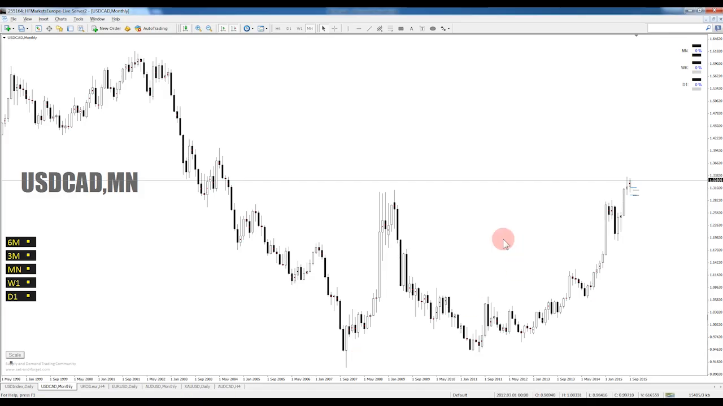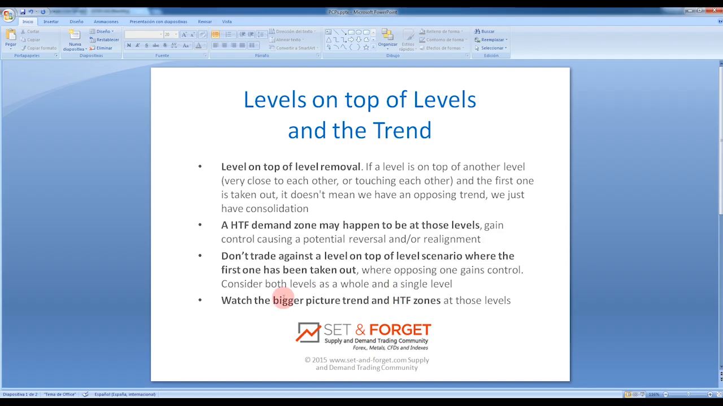Okay, here on the $CAD, we have a very clear uptrend on the monthly. Okay, monthly area of supply has been taken out, and this is the level that took that area out. And this is the pre-CP on the monthly created after the break of this area. So we have valley, another valley, etc. We have a clear uptrend on the monthly, which is why I'm talking about watching the bigger picture trend and high time frame zones at those levels.